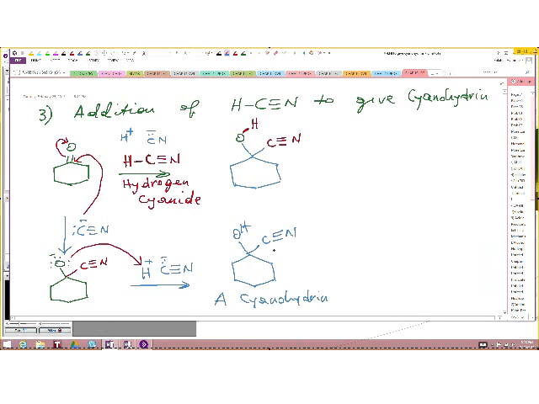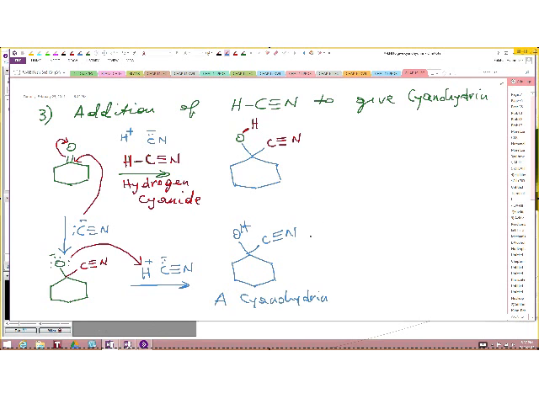A cyanohydrin is that molecule in which you have the nitrile attached to the same carbon, and that carbon is also attached to a hydroxy group. Okay, so we form a cyanohydrin. Now, this cyanohydrin that is formed could be very useful in synthetic design.